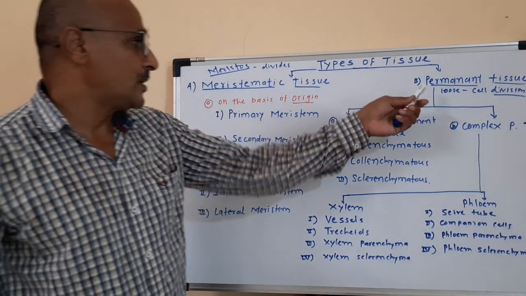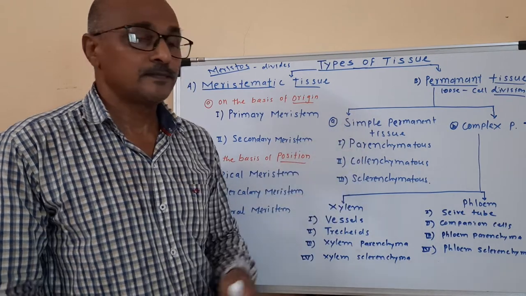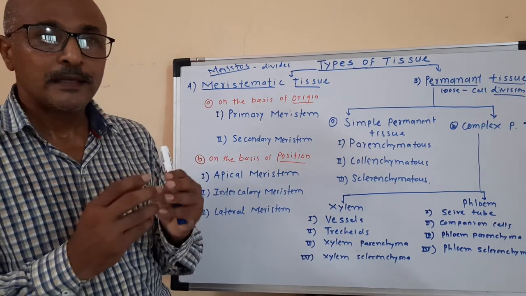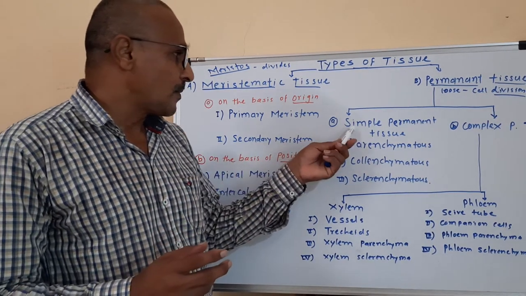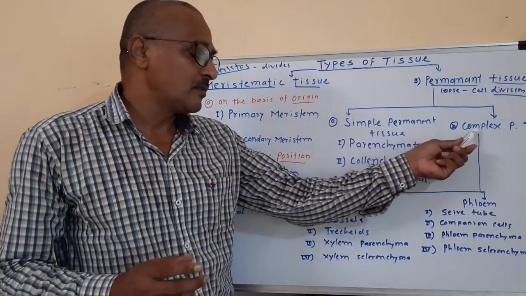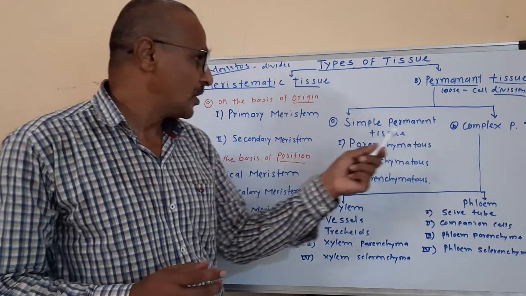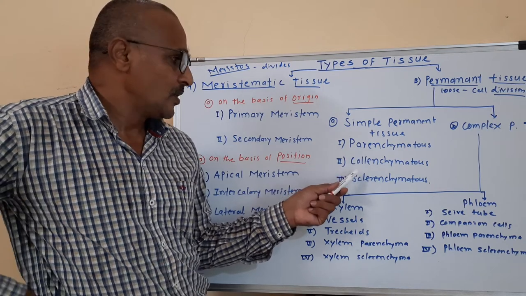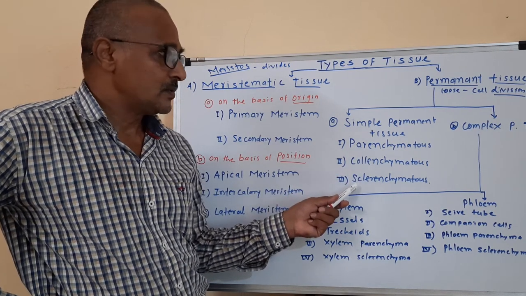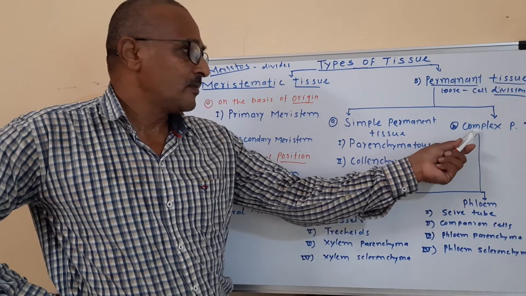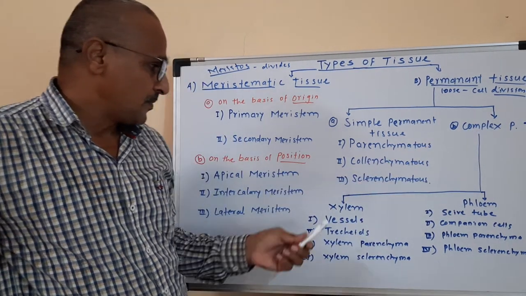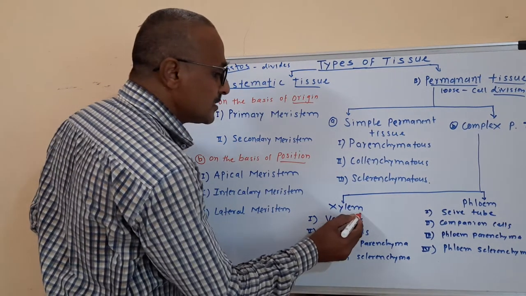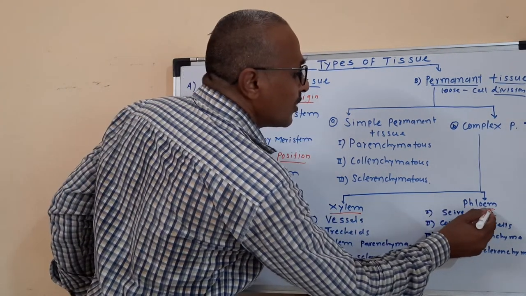While the permanent tissues, when they are simple or when they are complex, are of two kinds. So they are simple permanent tissue, and then the other is the complex permanent tissue. In simple permanent tissue, they are parenchymatous tissue, collenchymatous tissue and sclerenchymatous tissue. While in case of the complex permanent tissue, basically this is the xylem and phloem tissue.